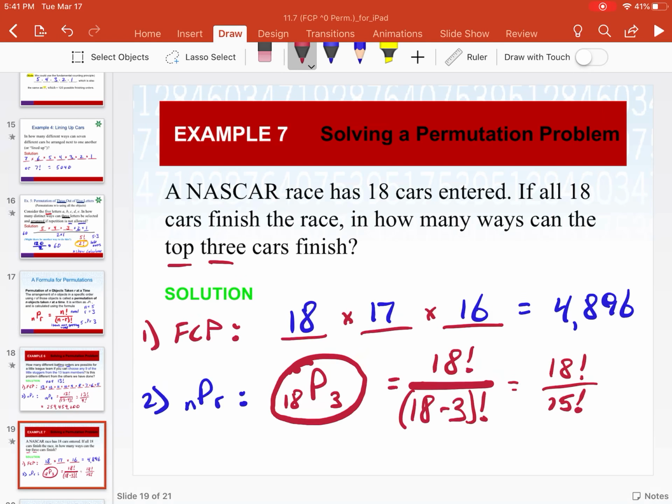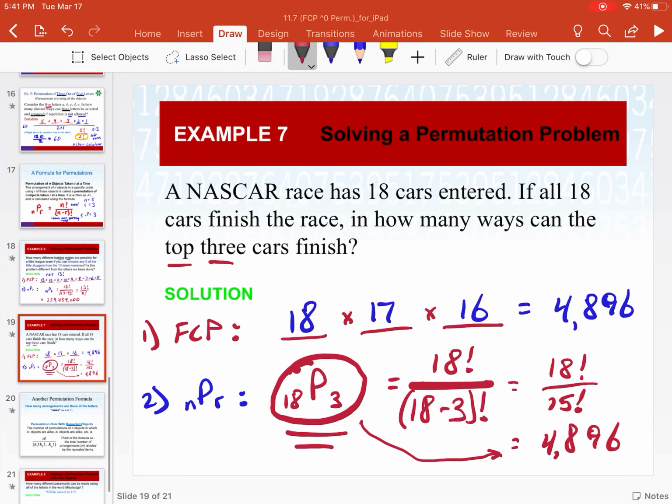So if you go ahead and try that on your calculator, you of course will get 4,896. Okay, so you can go either way. And again, for showing your work, just write out the formula, and then you could go right to the answer. But make sure that you do give me the answer. Okay? All right.